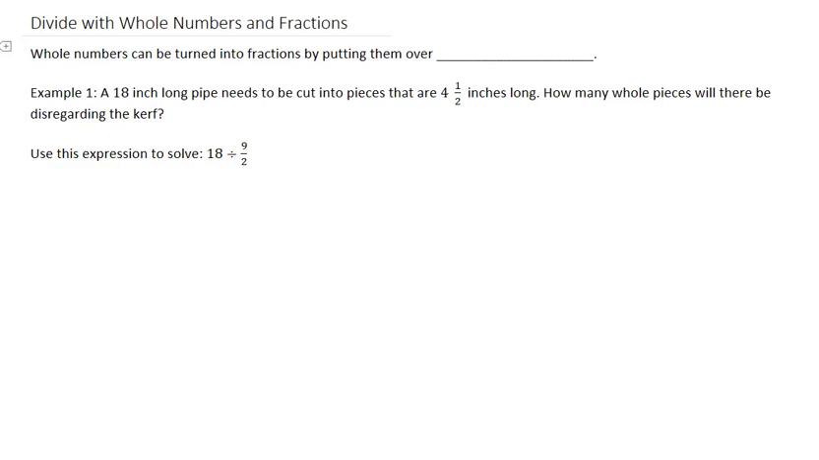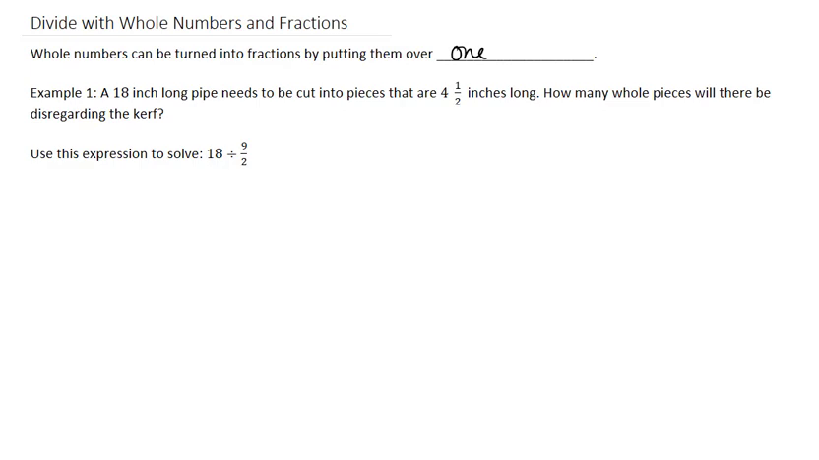Divide with whole numbers and fractions. Whole numbers can be turned into fractions by putting them over 1, which we did when we were multiplying whole numbers and fractions. But this time we're going to divide. So let's look over example 1.